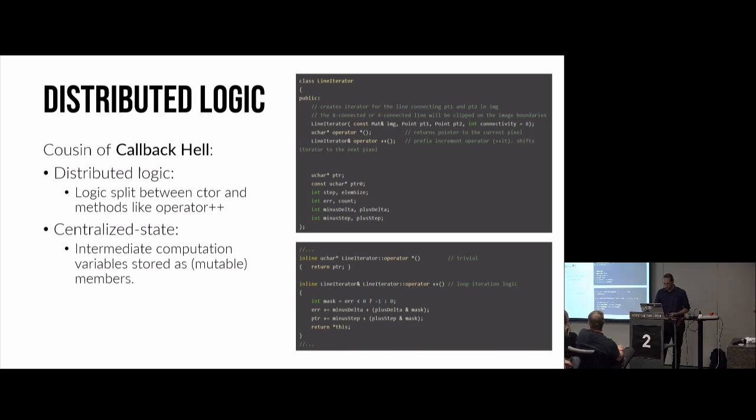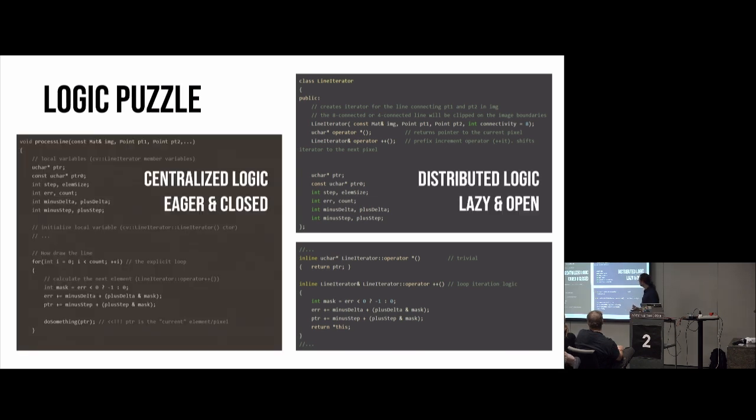So if we want to compare this distributed logic to what we saw before with functions, I can just copy this logic into a single function. Let's say this is not a function from OpenCV. I just wrote it as slideware, basically a function called process line. It takes the same arguments as the constructor, sets up all of these members as local variables, calls the same logic as the constructor, and then we have this internal loop.